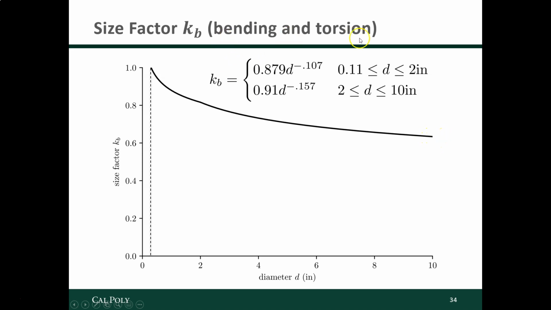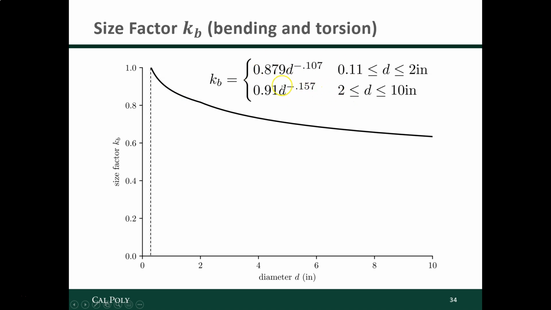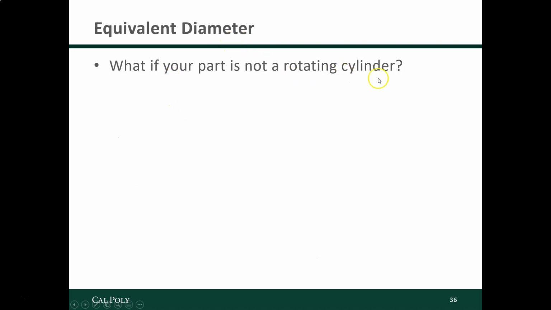So this is all for bending and torsional type loads. It turns out for a pure axial load of a cylindrical part, Kb is equal to 1. Your size doesn't matter. But what if your part isn't circular, or isn't in a rotating beam test? This equation is only valid for a rotating bending beam type test. So what if your part is not a rotating cylinder subjected to bending? What we're going to do is convert our given part to an equivalent rotating cylinder, calculate the diameter of that cylinder, and from that diameter we can get the Kb.